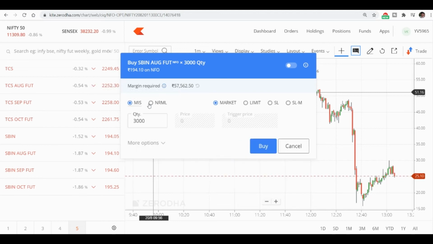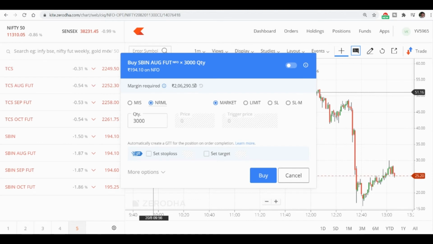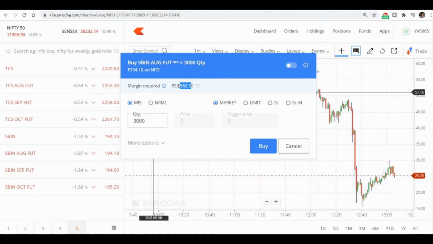The margin required is 2,06,000 for NRML. MIS it's 57,000. So if you are 100% confident that State Bank of India will definitely move 4 or 5 rupees today, we can go and take MIS State Bank of India. If it moves 4, we will get 12,000 rupees profit. So leverage is a double-edged sword. It has both the positive and negative.